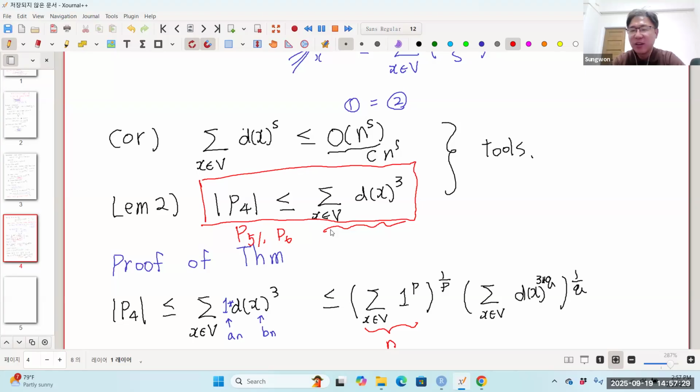As long as you get this one, this is the hard part. The rest is, I think, Holder's inequality will give you the right bound of P, n to the r minus 1 over s.